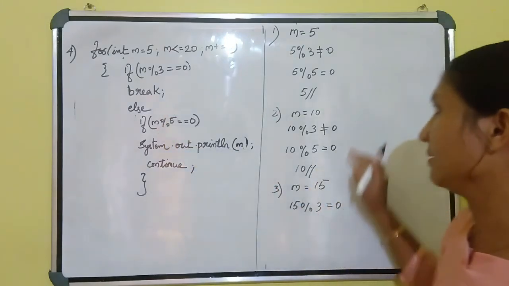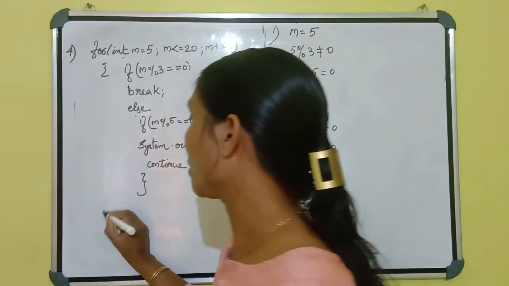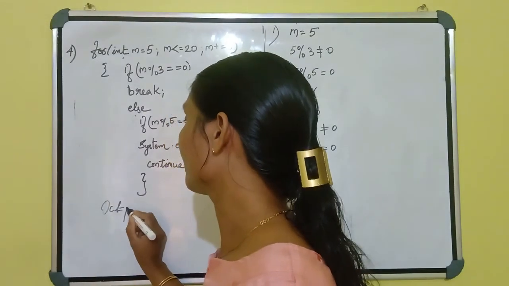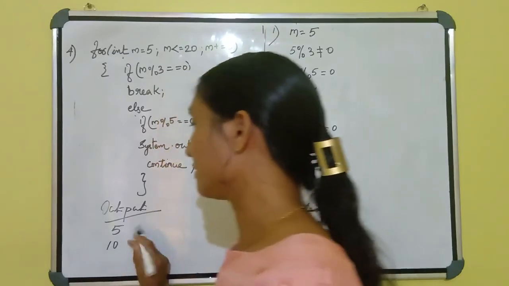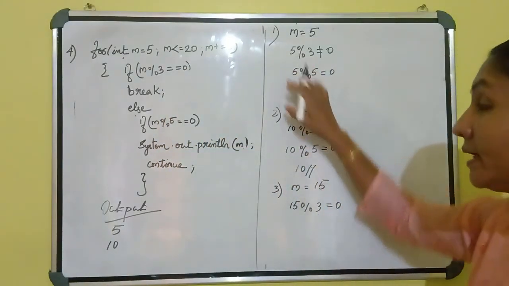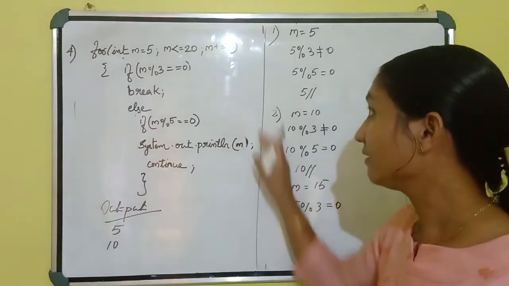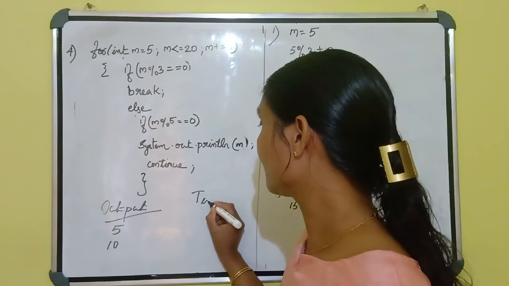But now, how many values will you get as an output? Output as 5, 10. These are the values that will be printed. But how many times will it work? 1, 2, 3 times.